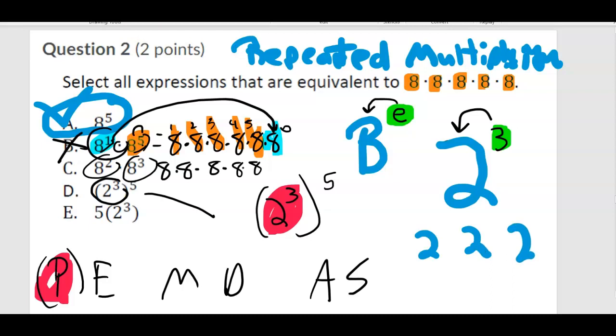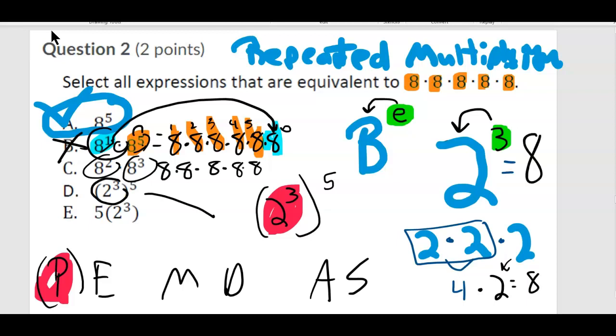And what is this? Repeated multiplication. 2 times 2 times 2. That's what this is going to equal. 2 raised to the 3 is, well, 2 times 2 is 4, right? So this is 4. Then we still have to multiply by this 2. I'm just going to say times 2. I just brought it down here, and that's 8. So 2 raised to the 3 is 8.